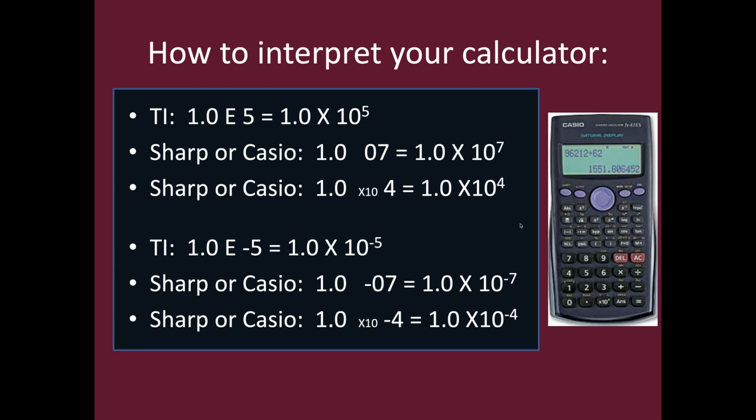Texas Instruments is pretty much across the board. They use E. It says 1.0 with an exponent of negative 5. That doesn't mean 1.0 to the negative fifth. That means 1.0 times 10 to the negative fifth. All right. That's how you would interpret your calculator. And that's all there is to scientific notation.